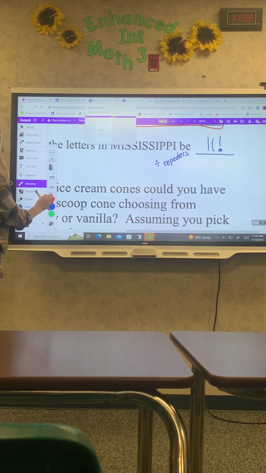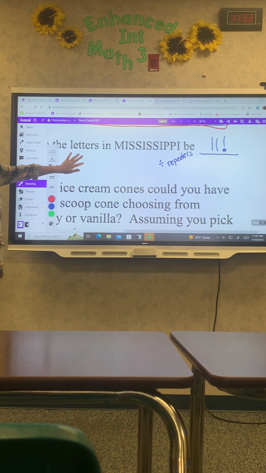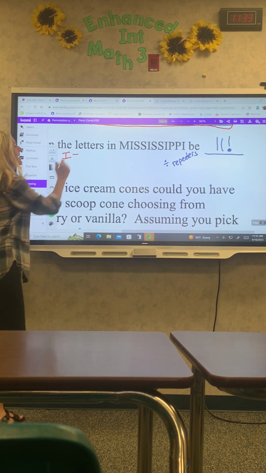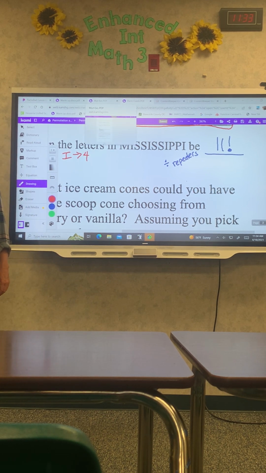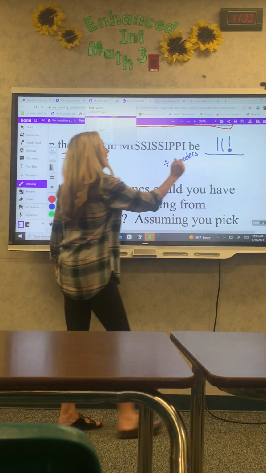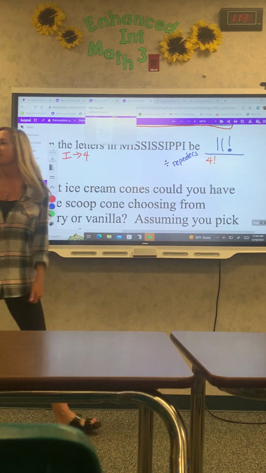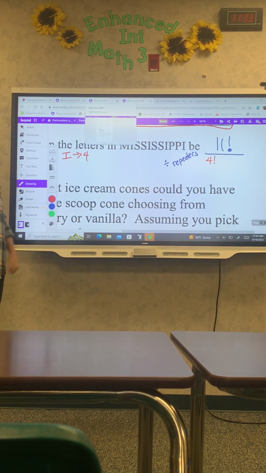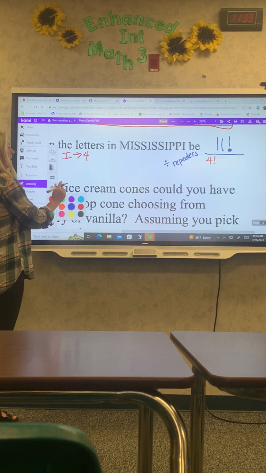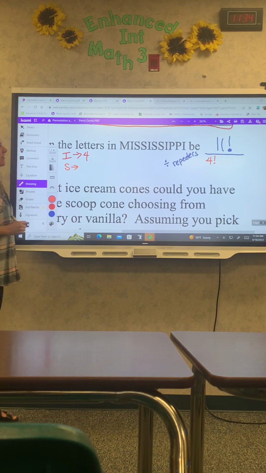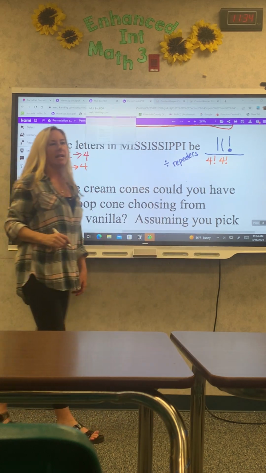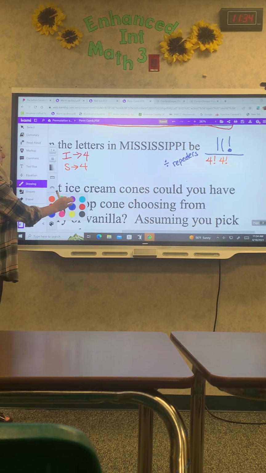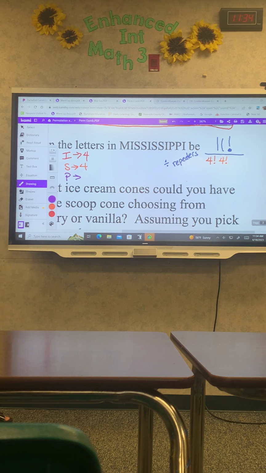So here's how we do that. So let's take the letter I. How many I's are there? There's 4 I's. So no matter how I take those 4 I's and I switch them around, it's all going to be the same. So that's not just 4, it's 4 factorial, isn't it? Because it's 4 things that are the same, switching around. All right. How about the S? How many S's are there? 4. So that's another 4 factorial that has to be divided out. And P's, how many P's are there?